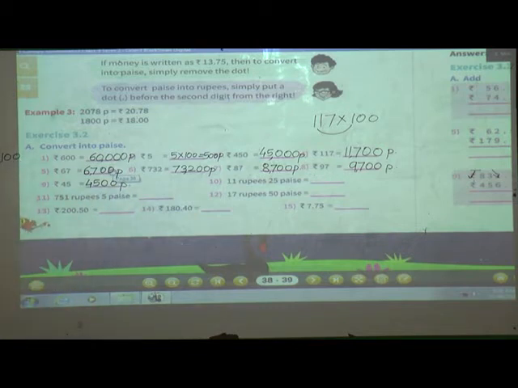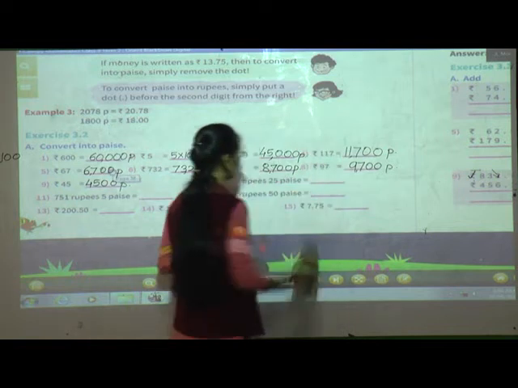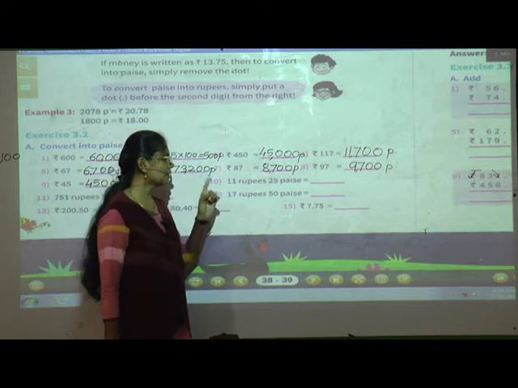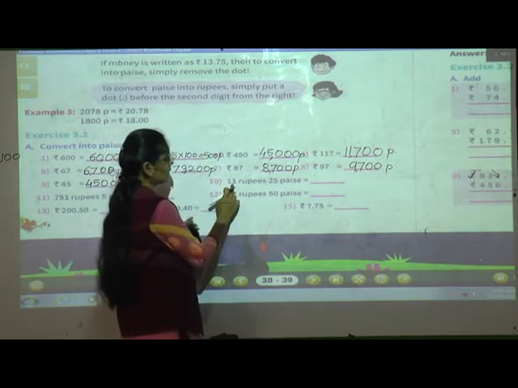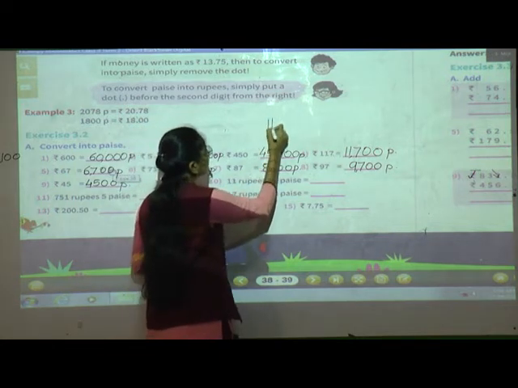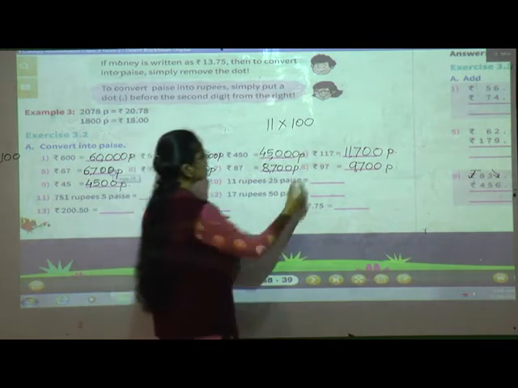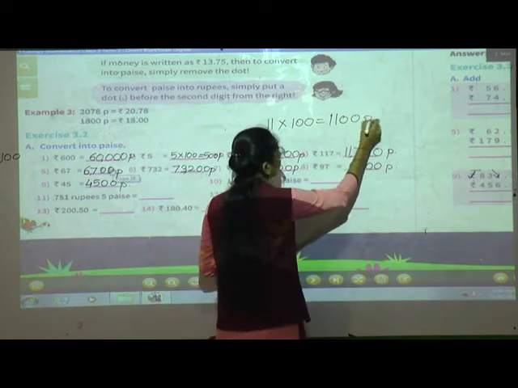Next example, 10th one, 11 rupees 25 paise. Now here, 11 rupees 25 paise means first of all you have to multiply the rupees only by 100, and then whatever value you get, you have to add 25 paise. So let us do the multiplication first. 11 rupees, that you have to convert into paise first. So 11 into 100 means 1100. This will be converted into paise.